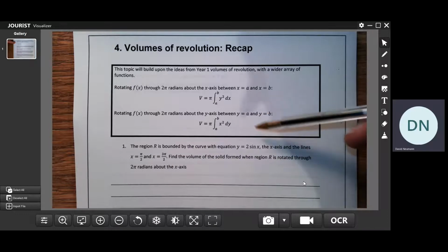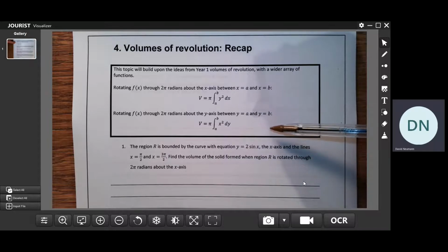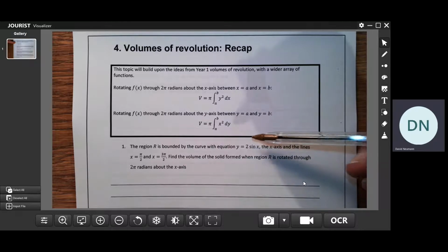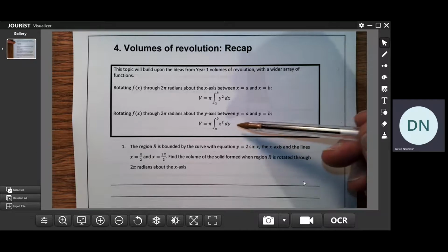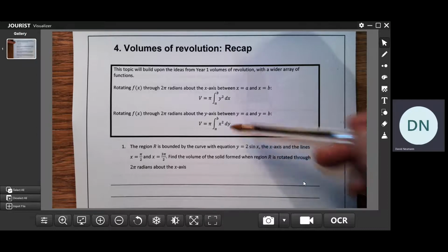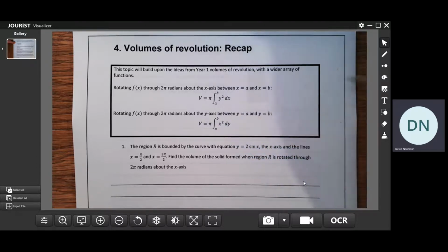If we're rotating around the y-axis, then we're effectively swapping the x and the y around. It's the value of x that gives us the radius and the dy, thin strips of y, that give us the thickness of each disc. So we get this formula pi times the integral of x squared dy. And here the limits are for y, so we've got them written also as a and b here, but here the values of a and b need to be values of y. So got to be a little bit careful about that.